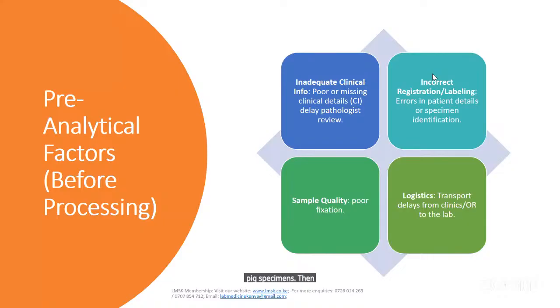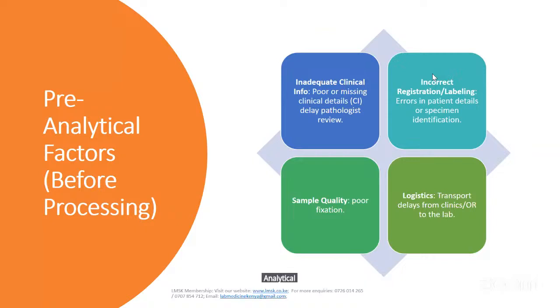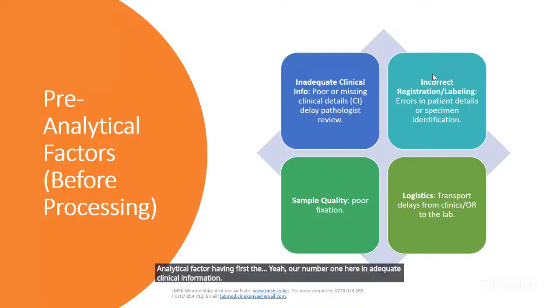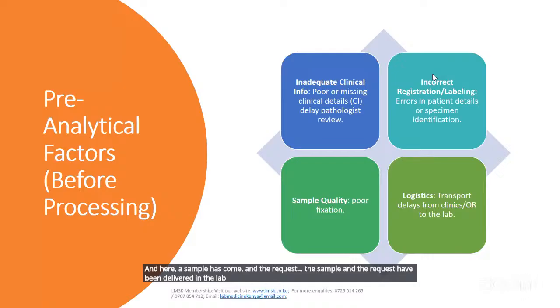Then we have the factors affecting our TAT. We look at the pre-analytical factors first. Number one here is inadequate clinical information. Here, the sample and the request have been delivered to the lab with some information missing, and that information can be essential.